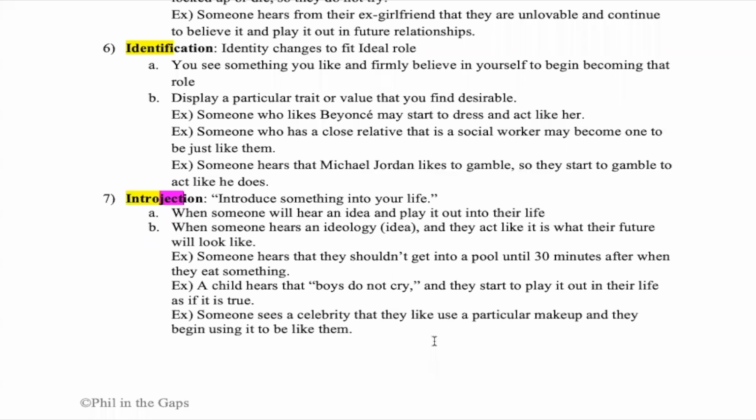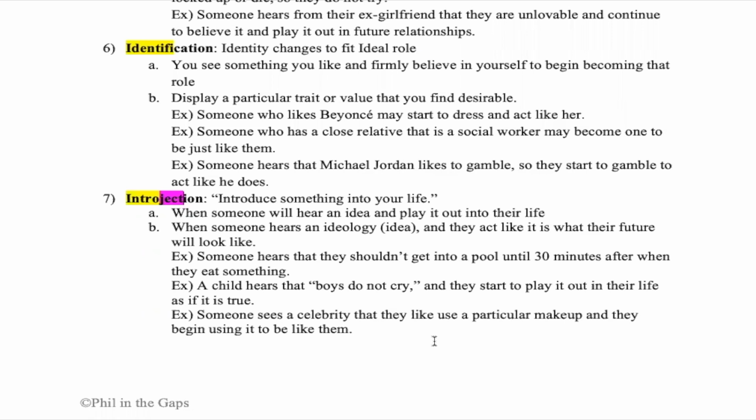Someone hears that they should not get into a pool until 30 minutes after they eat something. But again, introjection or injection can fade away, because when I was a child, I heard this 100% of my days. Phil, do not get in the pool. You just ate. You have to wait 30 minutes. Now, as an adult, I'll eat something and I'm elbow dropping right into the pool based on the fact that it was introduced to me, but now I've identified what is best with them for my situation.